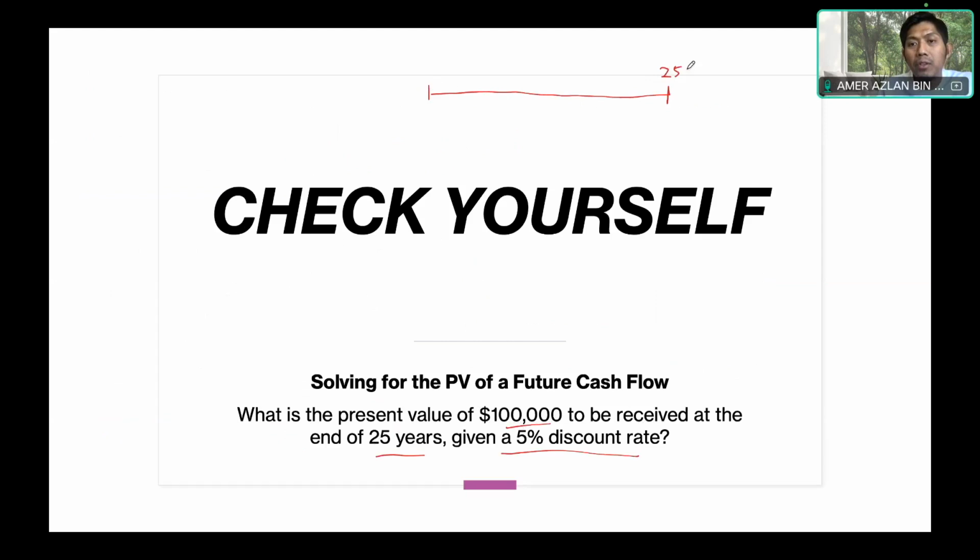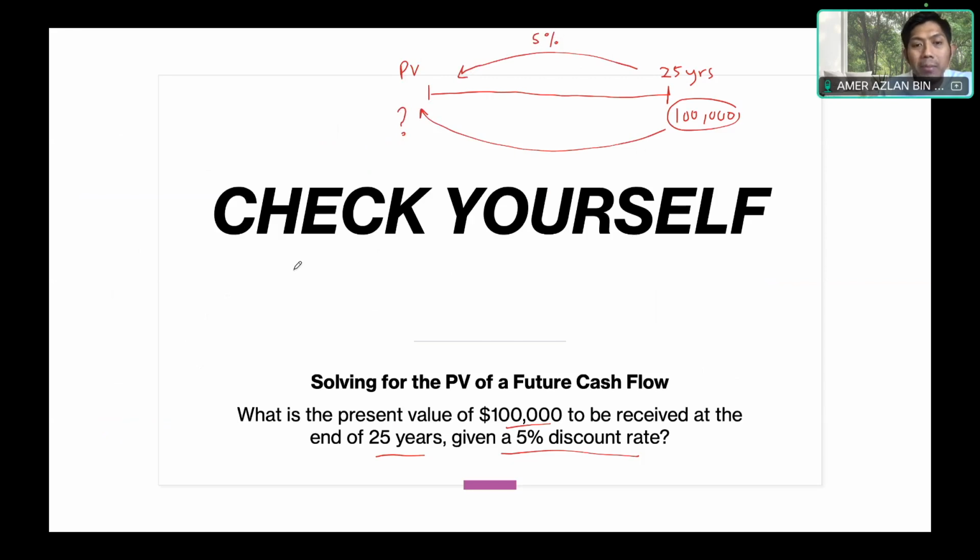In 25 years' time, you are going to receive $100,000. What is the value of this $100,000 today? This is what we want to find out. What is the value of this 100,000 today if the discount rate is 5%?